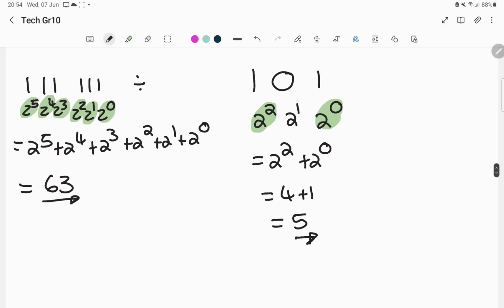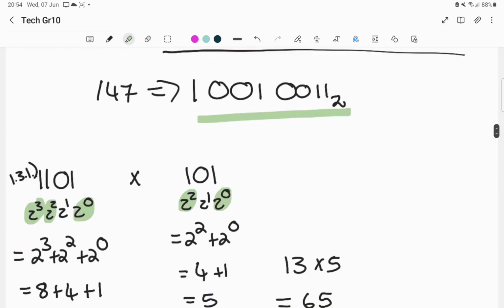Alright, so the question said divide these two. So we're going to say 63 divided by 5. And if I calculate that, it will give me 12,6. Alright, and we're going to leave our answer as an integer. Ons gaan ons antwoord los as 'n heel getal, omdat die vraag vir dit gevra het.